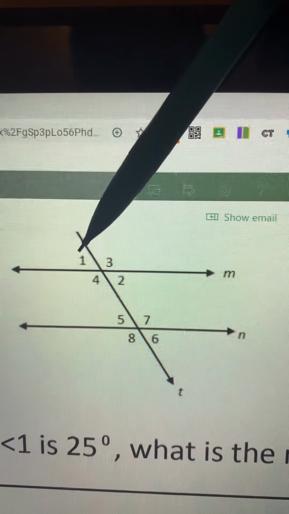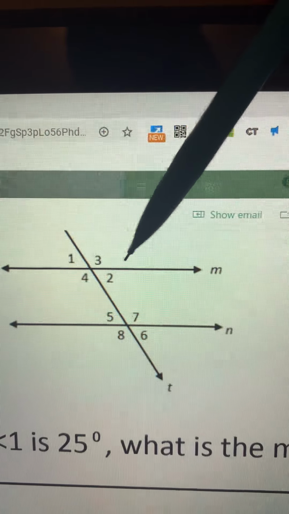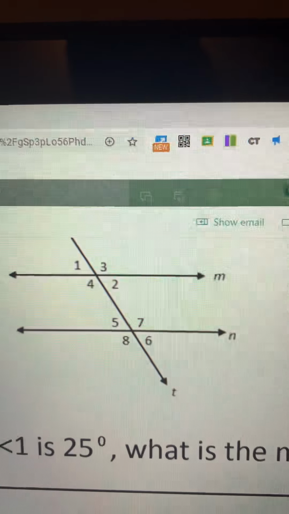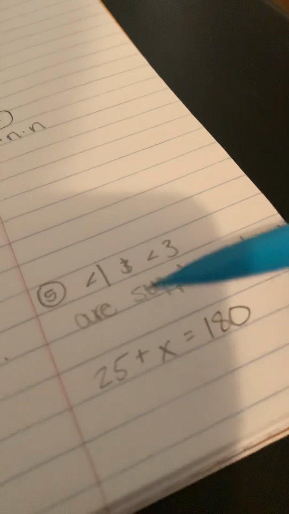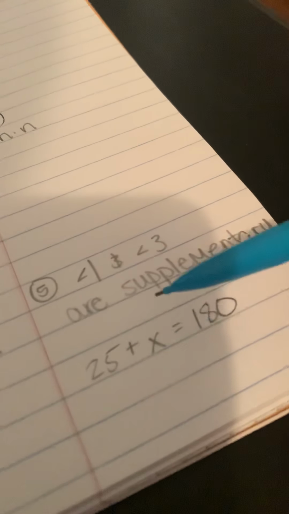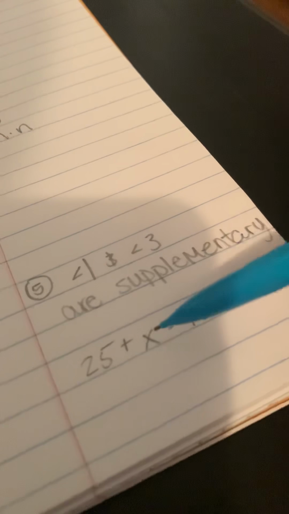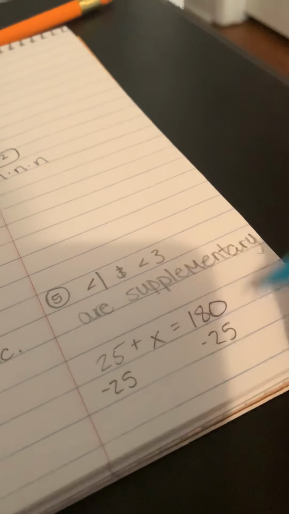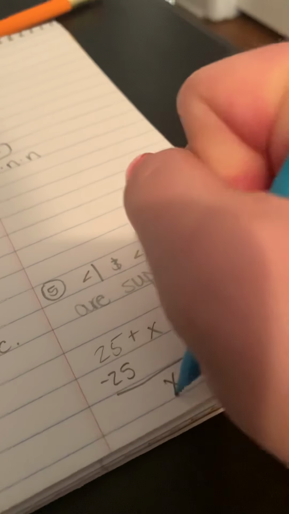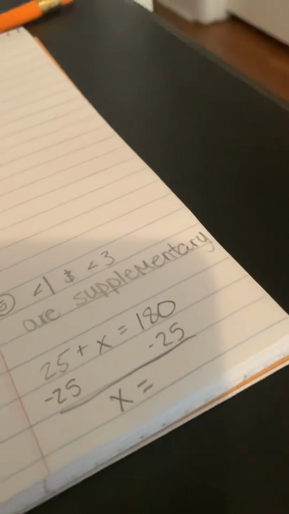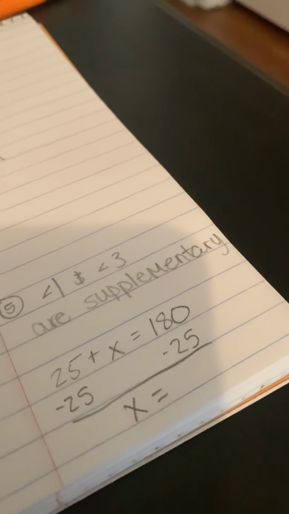But you have 1 and 3 here lie on a straight line. That means that together they are supplementary, and supplementary angles equal 180 degrees. So if angle 1 is 25, and angle 3 is unknown, we represent that with a variable, then we can do 25 plus x equals 180. You would subtract 25 from both sides, and you would solve for x, or angle 3 is 180 minus 25, which is 155. So angle 3 is 155 degrees.